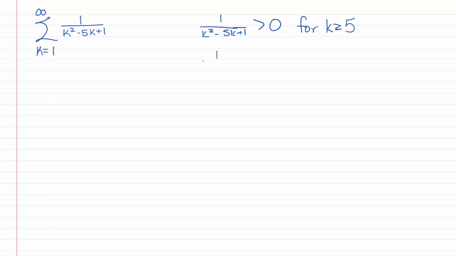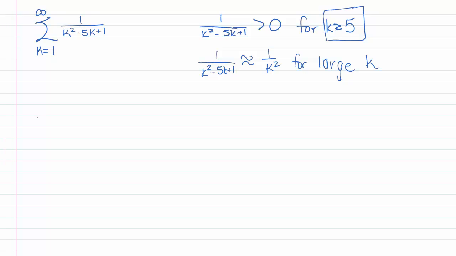We know that 1 over k squared minus 5k plus 1 should act like 1 over k squared for large k. Again, we're looking at a rational expression and looking at just the leading terms. And so let's try comparing it to 1 over k squared. We do still have to say that we're only doing this test for k greater than or equal to 5 because the limit comparison test also requires that all the terms be positive.